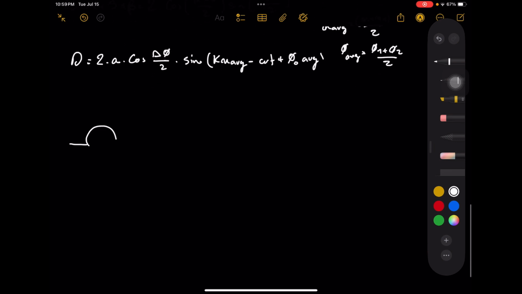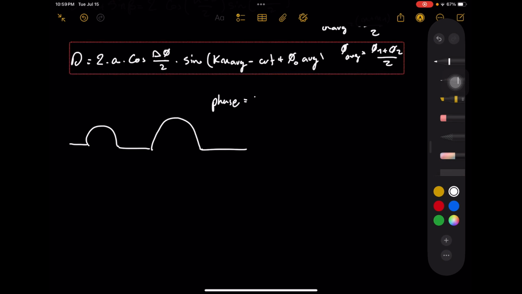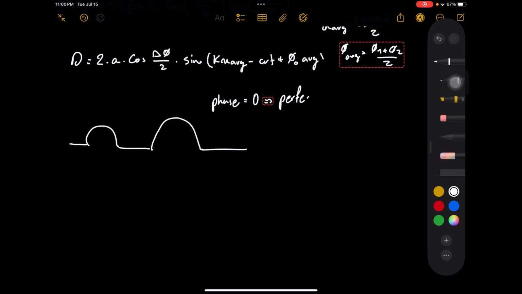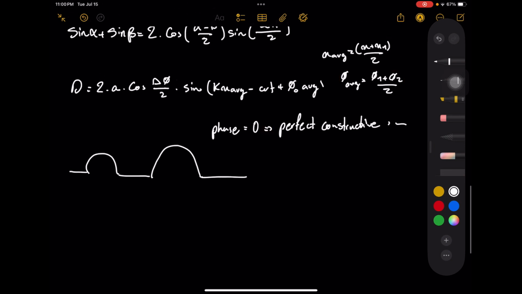When the crest of one wave matches with the crest of the other one, and when they are in phase, the phase difference is 0, they get the perfect constructive interference. So now this part is for the amplitude. We said when the phase difference is 0, we get the perfect constructive.